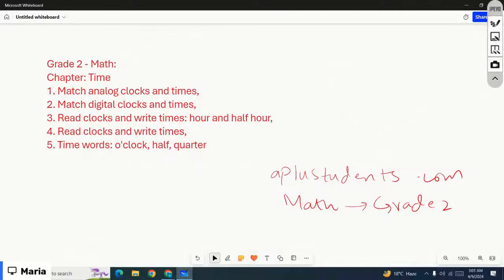We're going to start with the chapter time. The lessons we're going to cover today are match analog clocks and times, match digital clocks and times, read clocks and write times hour and half hour, read clocks and write times, and time words: o'clock, half and quarter. So please make sure you have your notebook and pencil so that you can note down the important examples and definitions as well, right?